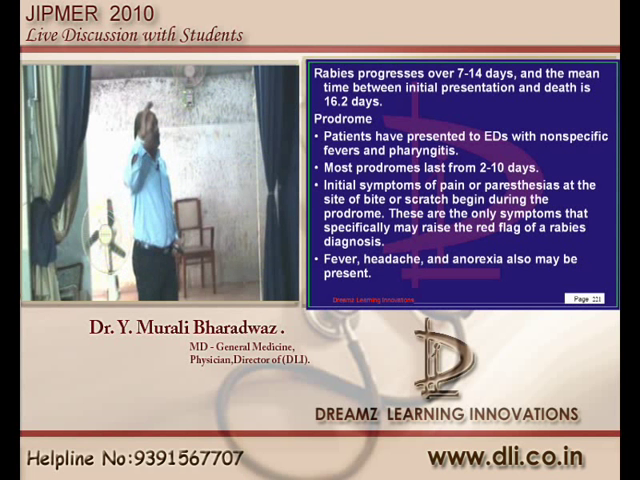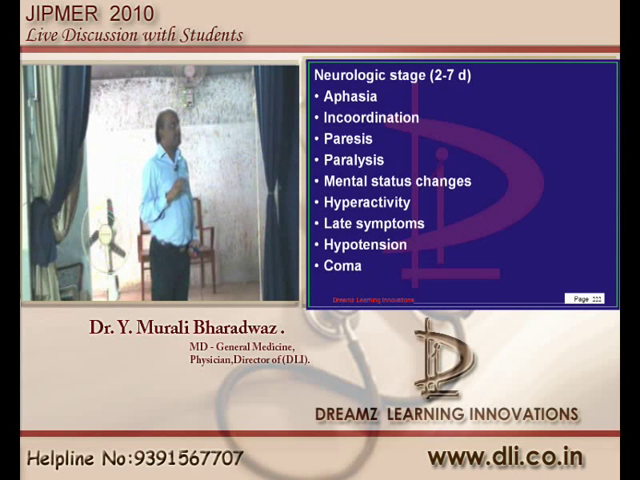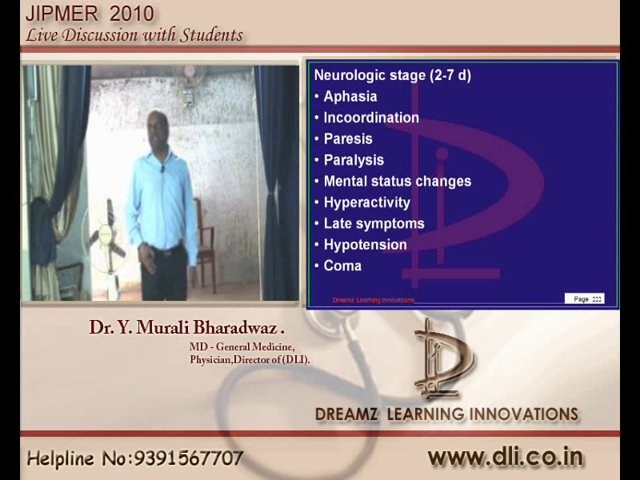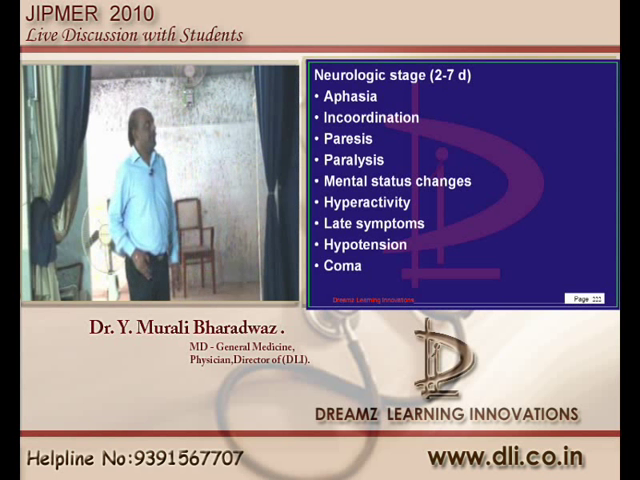So there is a reason: paralysis, paresis, aphasia, incoordination, they are all part of the neurological stage. So that is the reason hypersalivation, limb paralysis, hydrophobia, they are all very well identified findings in rabies encephalitis is what needs to be remembered.